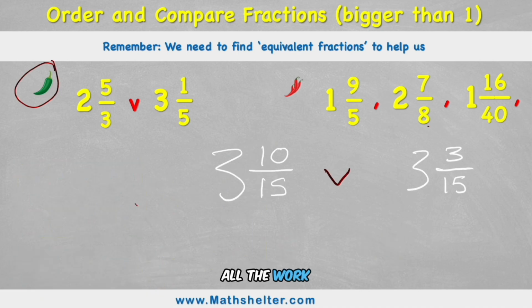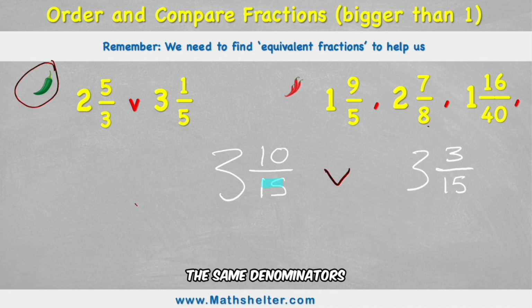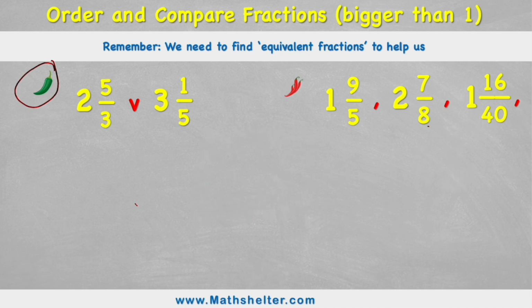So now that I've done all the work of converting my fractions into the same denominators, and then converting this first one from an improper back to a mixed number, I can see that I have 3 and 10/15 compared to 3 and 3/15. Well, hopefully we can clearly see, therefore, that this value here is larger because I have 3 whole and then I have 10 lots of 15 compared to only 3 lots of 15. So my answer to this first question would be that 2 and 5/3 is larger than 3 and 1/5.